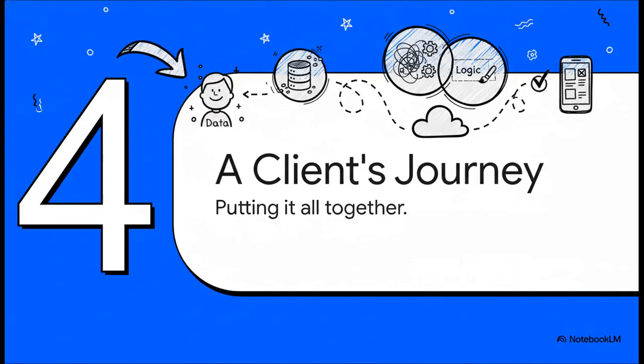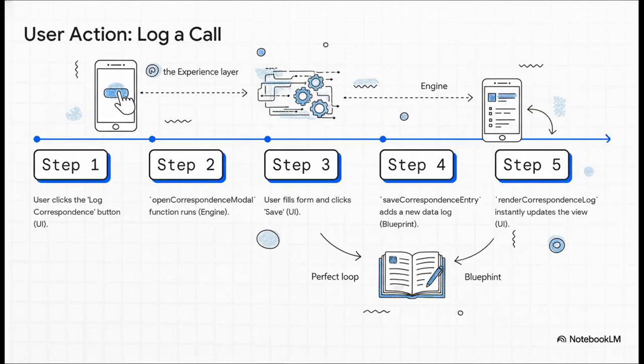Okay, so we've looked at the data, the logic, and the style all on their own. Now for the fun part. Let's trace a single user action from start to finish and see how these 3 layers dance together. Let's say you're a user and you need to log a quick phone call. First, you click the Log Correspondence button. That's the experience layer, the UI.